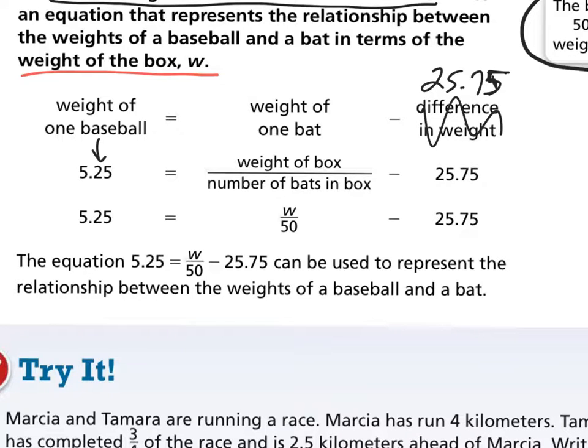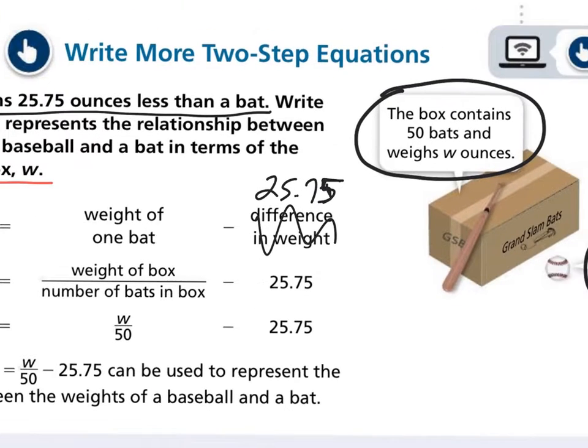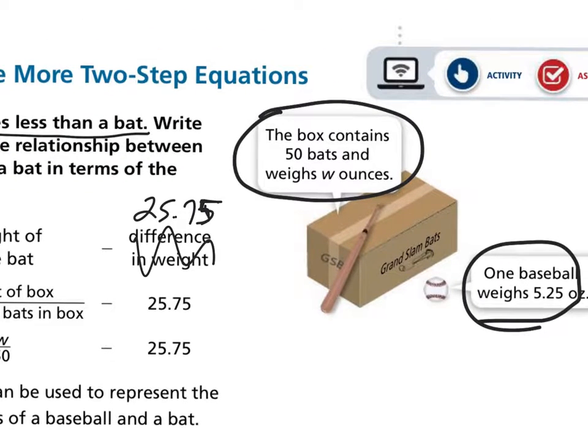The weight of the bat, this is a little bit different because actually we don't know, and we're not even using just a variable for the weight of the bat. We're using W for the weight of this whole box. This whole box has 50 bats in it. So how would we figure out the weight of one bat then? Well, we'd take the total weight of the box and divide it by 50, right?